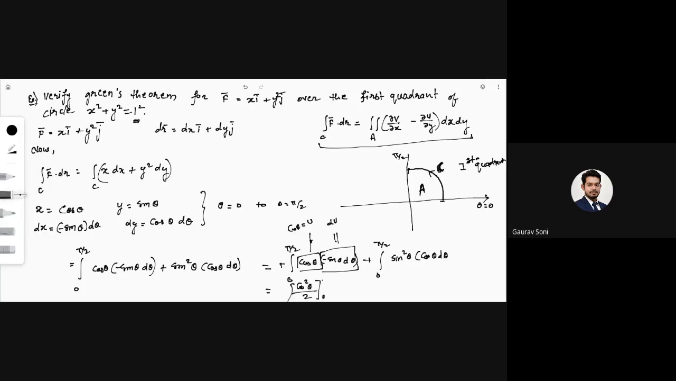Integration 0 to pi by 2, plus, now I will put sin theta as u in this. Cos theta d theta will become du. So u square du. What is the integration of u square du? U cube by 3, which means this will become sine raised to 3 theta, limits from 0 to pi by 2.